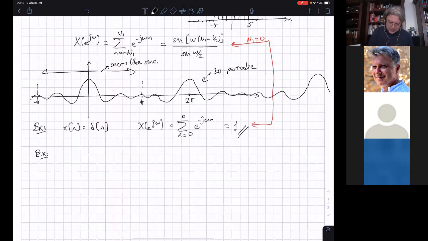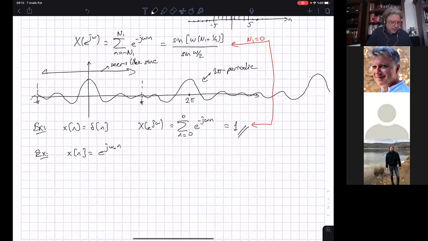So if you come up with, for instance, a periodic signal like this, x of n is equal to e to the j omega 0 n. So omega 0 is the frequency of the periodic signal x of n. It is like 2 pi over capital N. Okay? And capital N is the period of that periodic signal.